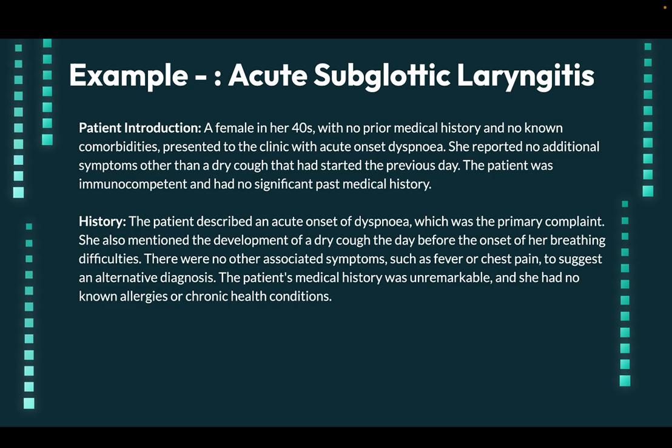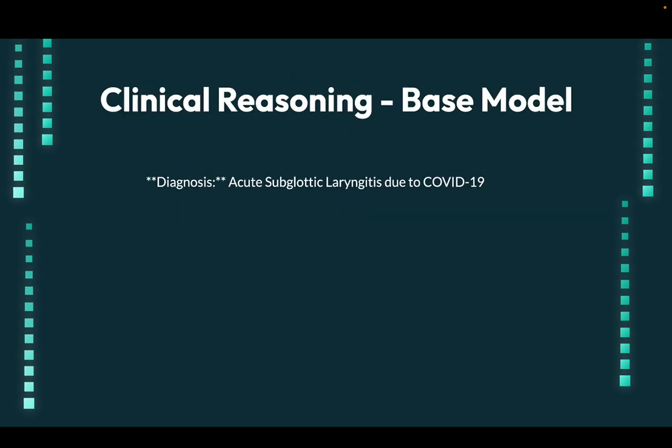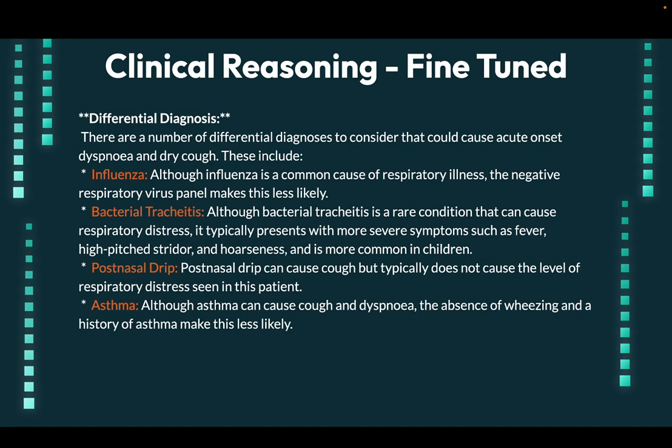And this is just an example of a case that we gave it. The diagnosis was acute subglottic laryngitis as per the case report. We gave details like history, examination, and investigation. This is the clinical reasoning from the base model: it just provided the diagnosis, no clinical reasoning, no differentials. And this was the clinical reasoning from the fine-tuned model.